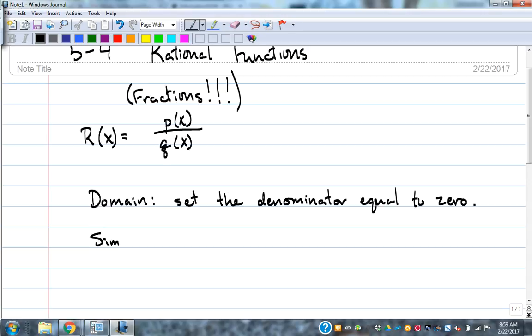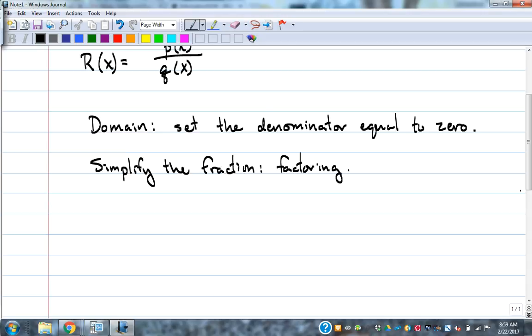Then you want to simplify the fraction. And that's where factoring comes involved. Not all of them will simplify. Some of them will, some won't. I mean, you've got to factor it and see what does simplify. We'll talk about that as we go along here.